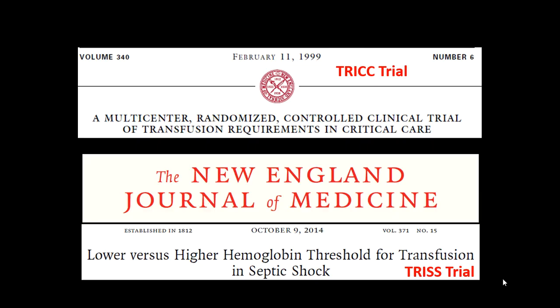Then what about blood products? When do you transfuse? What do you transfuse? So there are trials. One is the very famous TRICC trial from 1999, where they looked at what the transfusion requirement should be, and the other was the TRISS trial, where they looked at what the hemoglobin threshold should be when you want to transfuse.